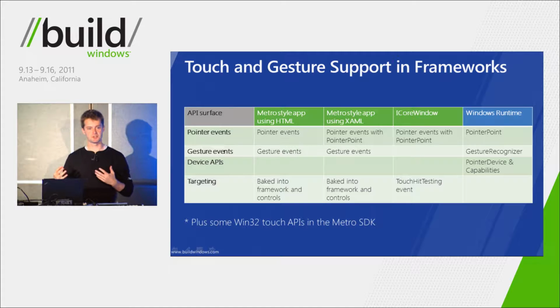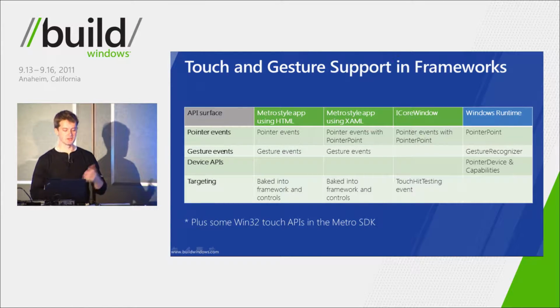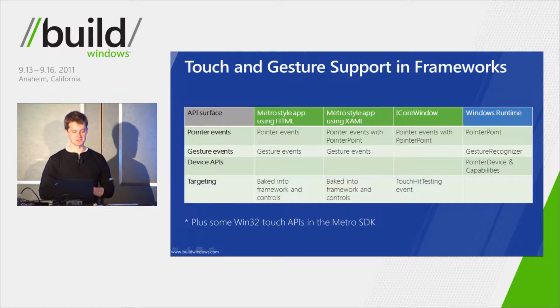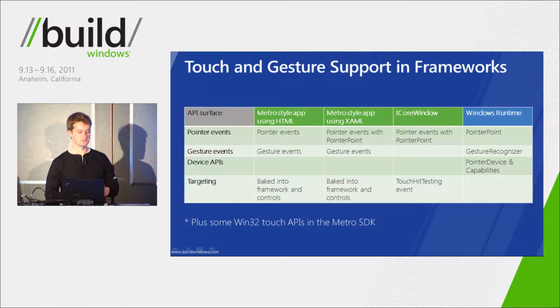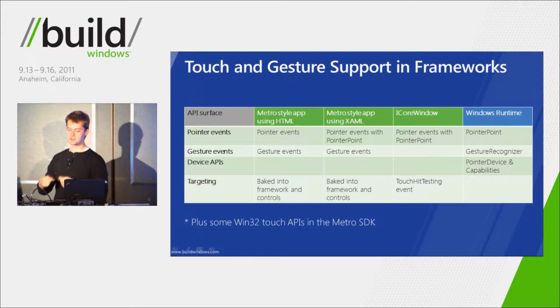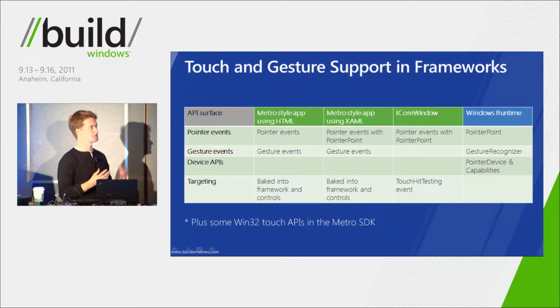And none of these frameworks have device APIs. So if you want to find out what kind of pointer devices are attached to a system, maybe you have a game and you need 4 or more touch contacts to enable multiplayer in your game, you could go to the device APIs using the runtime to figure out those sorts of things. Now you do have a lot of control over targeting in Core Window. There's an event, the touch hit testing event, and how you respond to this, and we'll go over a demo of that, lets you control how targeting works.